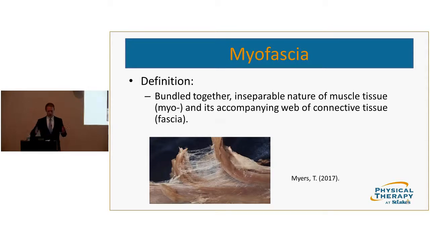This whole idea of myofascia and Thomas Myers' book, Anatomy Trains, is one of the premises of Redcord, and we hear a lot of this term, myofascia. Just to give a rough definition, it is the bundled together, inseparable nature of muscle tissue and its accompanying web of connective tissue. So that's that whole idea of myofascia. I wanted to put in a picture just to give people an idea of what that looks like.